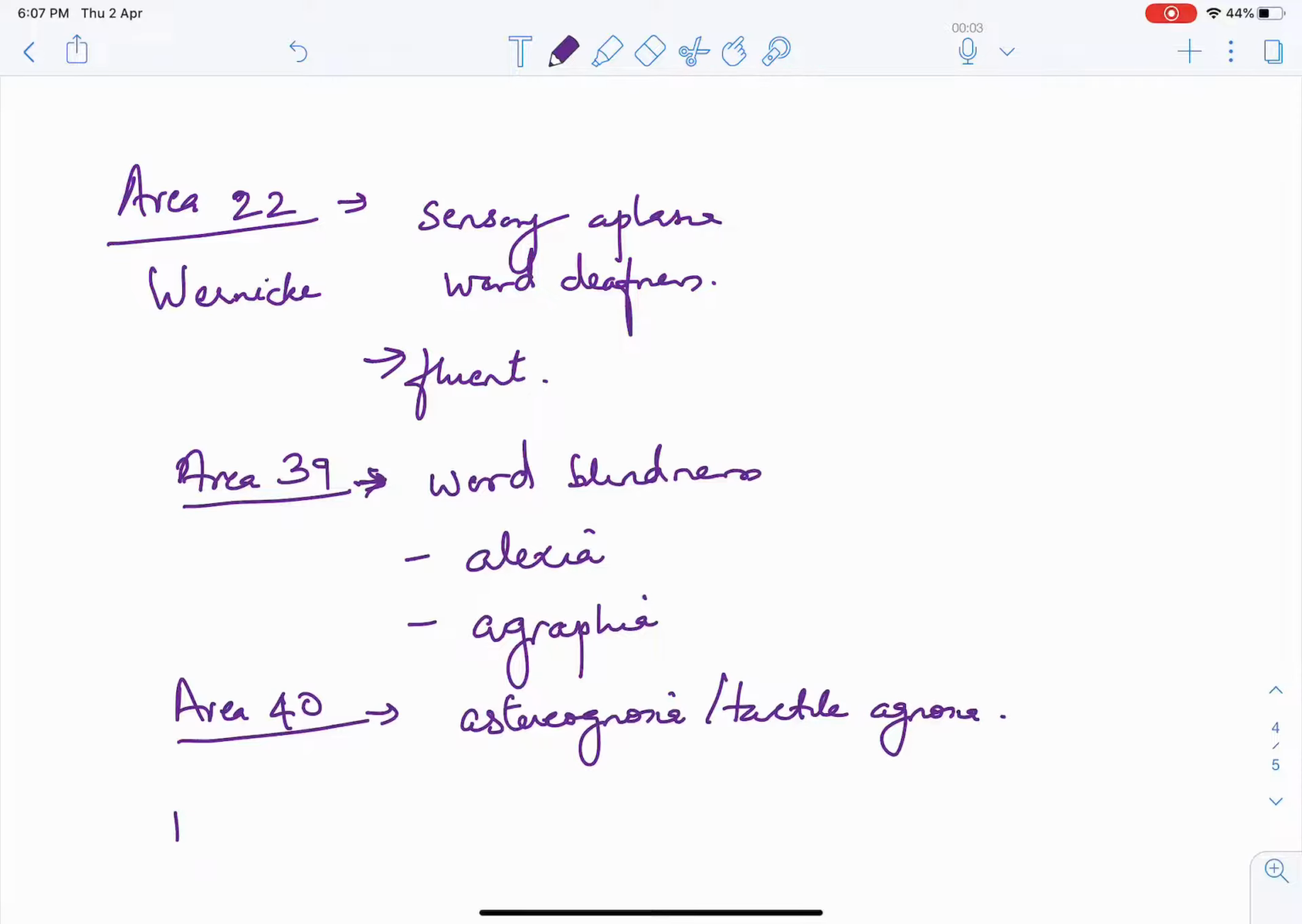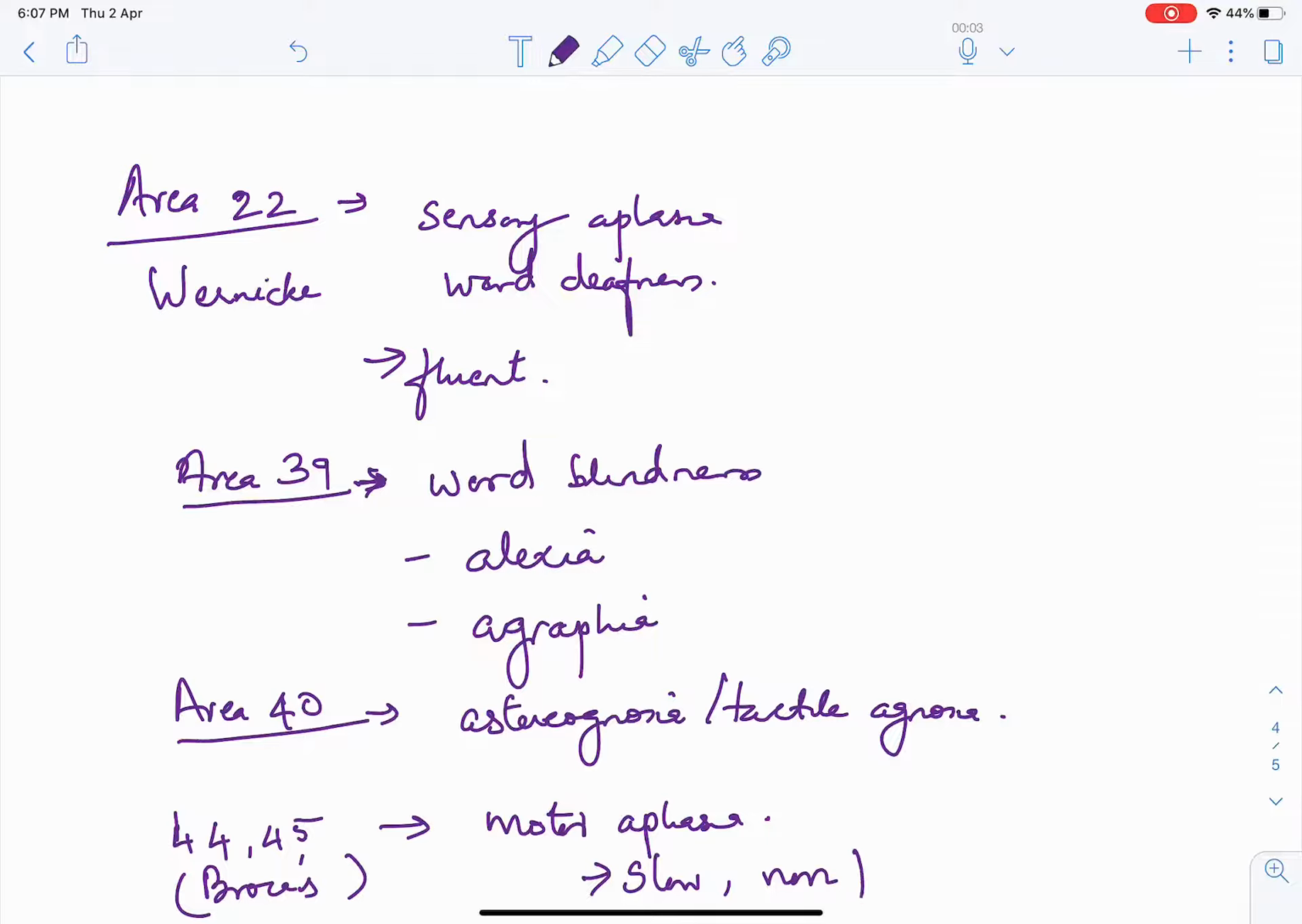And if Broca's area, number 44, 45, is affected, what will happen? You will get motor aphasia. What is motor aphasia? Motor aphasia is when you are not able to speak. You know what you want to speak. You want to speak, but you are not able to speak. Okay, and there is no muscle paralysis also, but you are not able to speak. So the speech will be slow and it will be non-fluent, right?